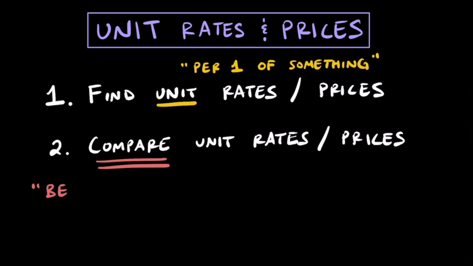Now, when we compare unit rates or unit prices, we're oftentimes looking for a better value or being able to compare two things. Maybe they're faster or slower, or maybe something is greater than or less than. But we can use unit prices to compare them because they're both based on per one of something.